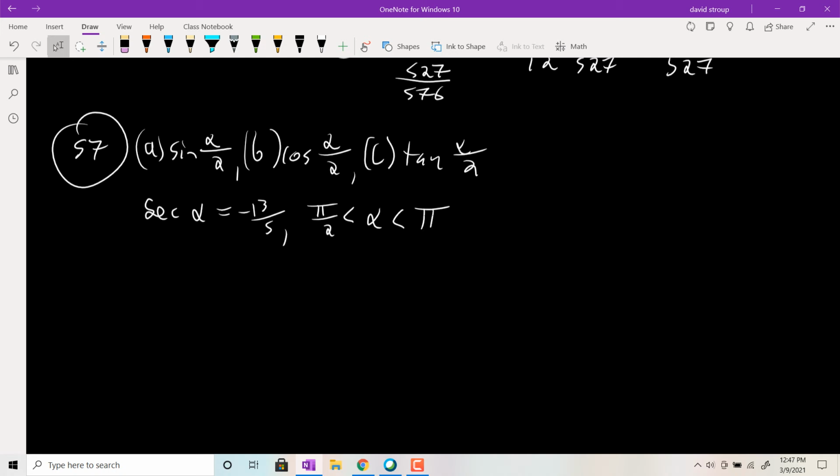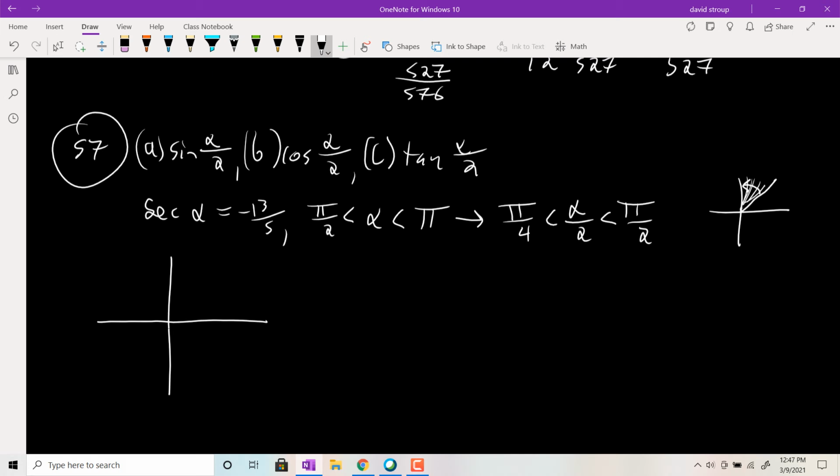So we need to know what alpha over 2 is in between in order to figure out whether it's plus or minus. So what I do is multiply everything by 1/2, and you get pi over 4 less than alpha over 2 less than pi over 2. So alpha over 2 is in the first quadrant. You know, it's from pi over 4 to pi over 2. It's in here somewhere, which means you're using the plus version on the roots. Okay. So, anyways, let's go ahead and draw what we're dealing with.